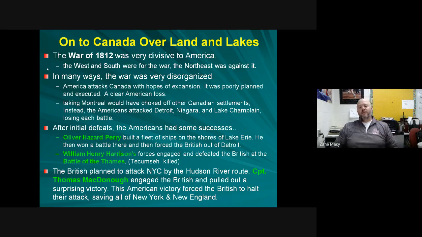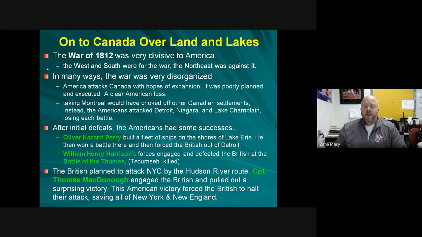Now, the British had planned to attack New York City by the Hudson River again, just like the American Revolution. The Hudson River strategically is going to be very important because whoever controls the Hudson is going to control the ability to move troops east to west, cut off New England from the rest of the states, cut New England on the Atlantic coast off from New York and the frontier to the west.